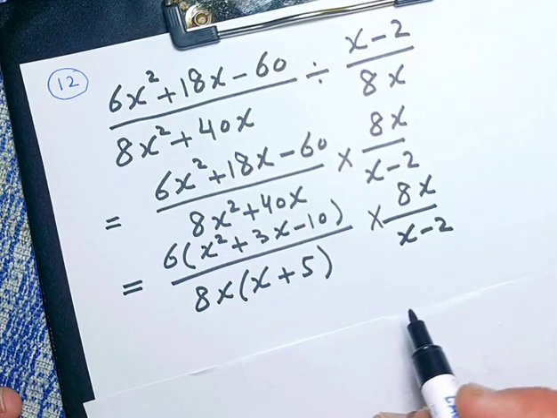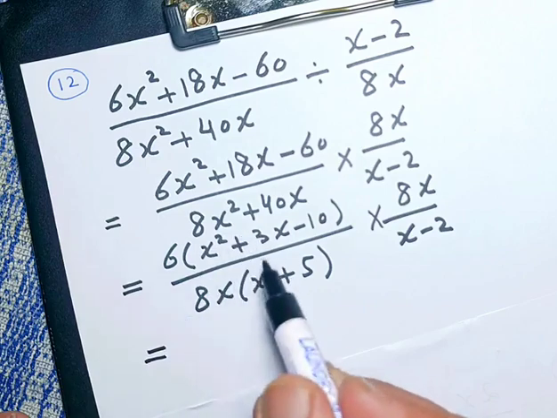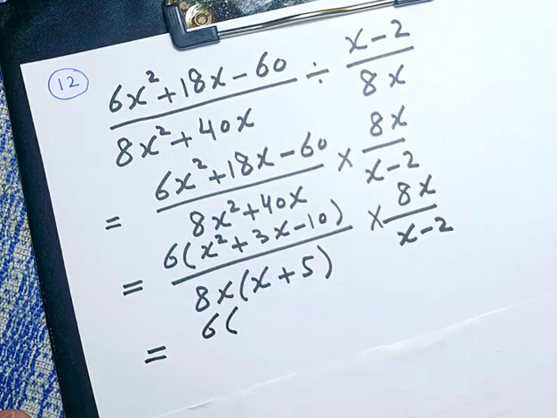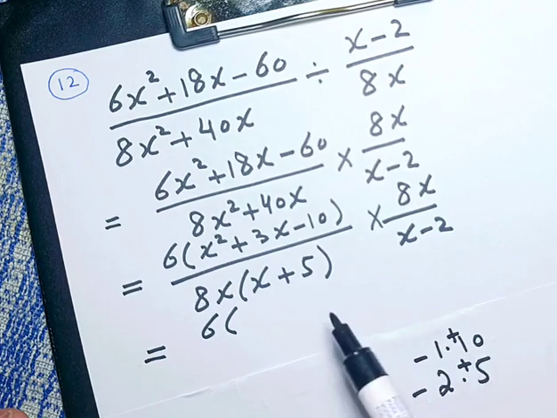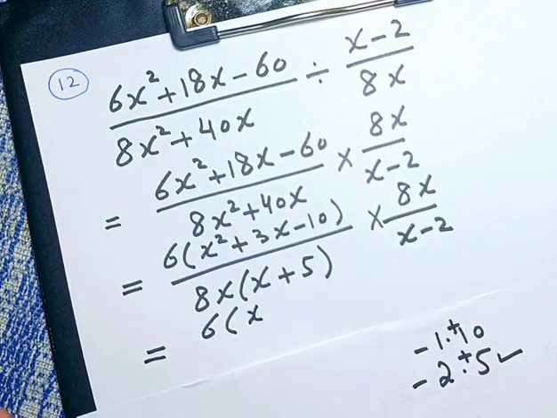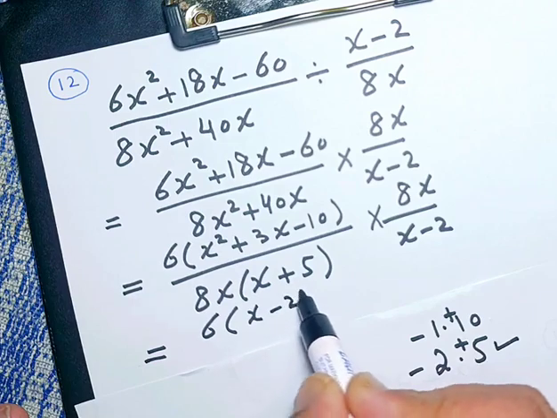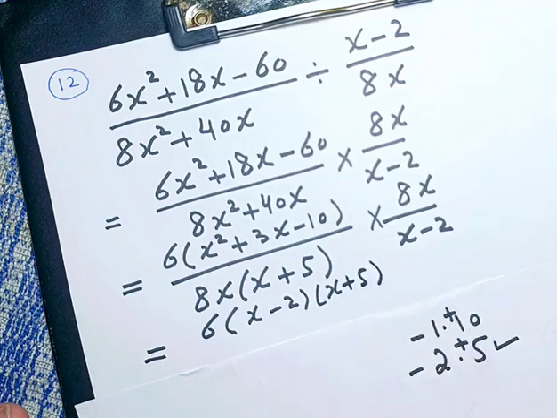Now I can factorize because I still need to simplify the 6, and now the factors of 10. 1 times 10, 2 times 5 is 10. The larger number will be positive, so the smaller number will be negative. So I need in the middle must be positive 3. So these two factors will do the job. So the x negative 2 and x plus 5. These are my factors.